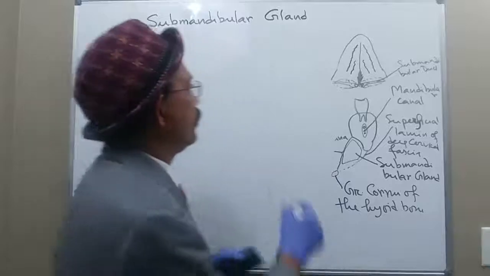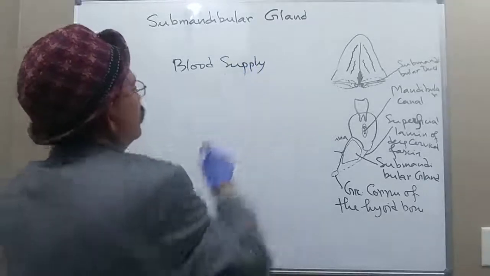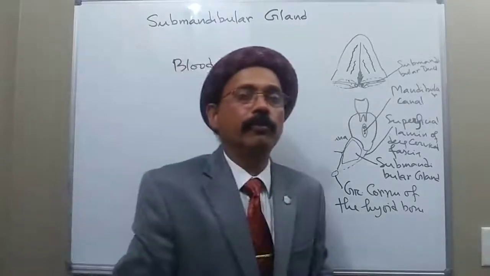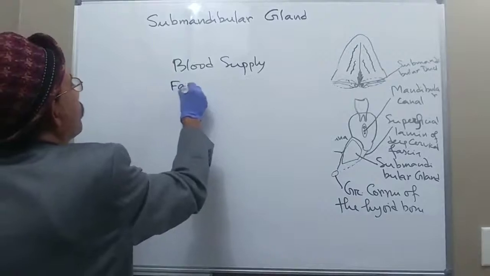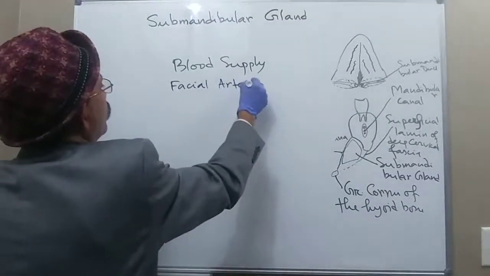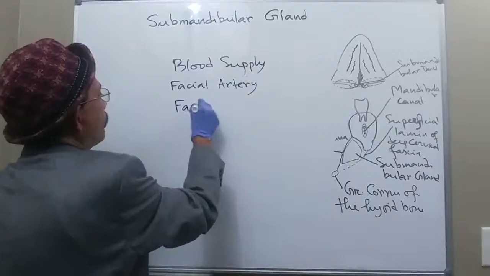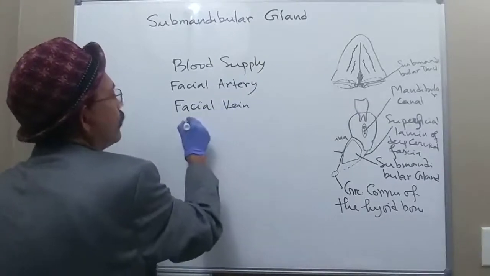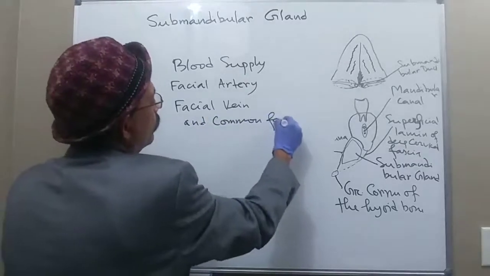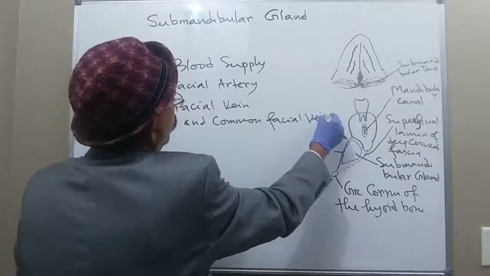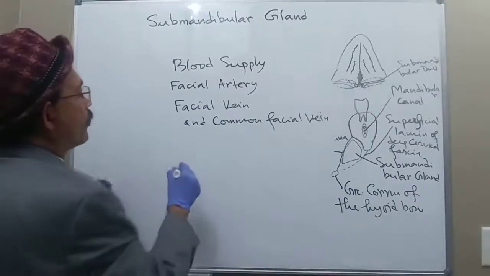Now, what is the blood supply? We have to know which artery is close to the gland. That is the facial artery. So the blood supply is by the facial artery, and the venous drainage is by the facial vein and the common facial vein. Okay, we got that. Arterial supply, venous drainage, and lymphatic drainage are very important to us.